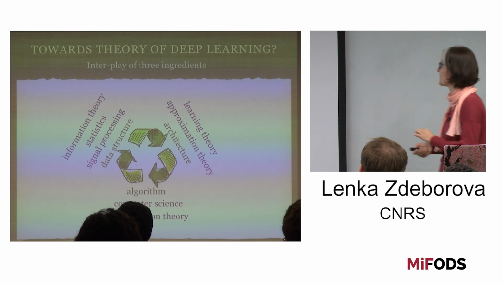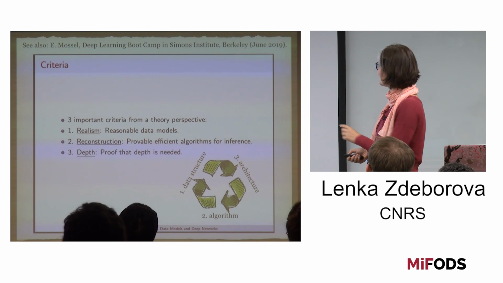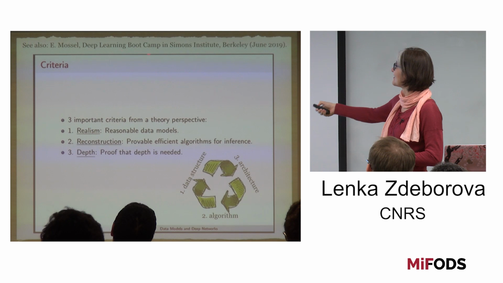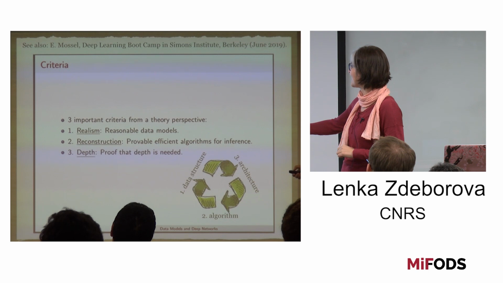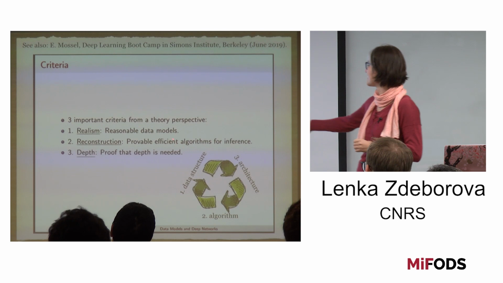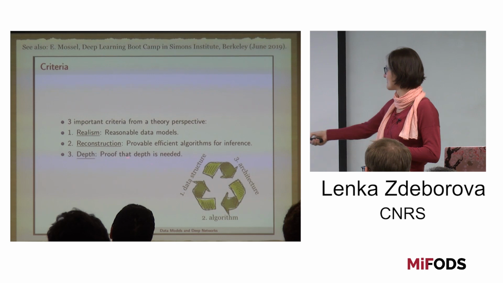This is very interesting because I have had this picture for maybe a year that I'm showing in my slides, but this summer I was listening to Elhanan Stok at the Simons Institute in Berkeley, and this is a snapshot of his slide. He was giving three criteria that he phrases a little bit differently, but basically his realism is my data structure here, the fact that you need a provable efficient algorithm is the algorithm, and the depth is the architecture. So it's not quite the same focus, but it's very much related.